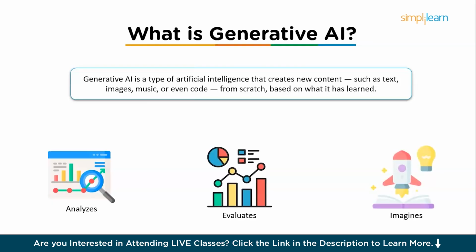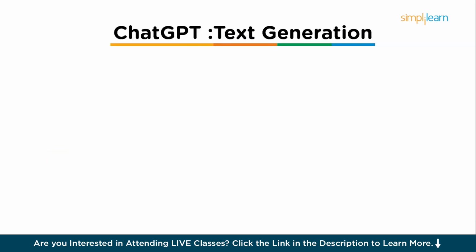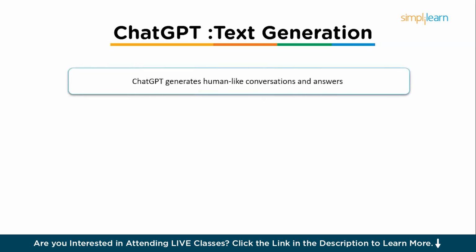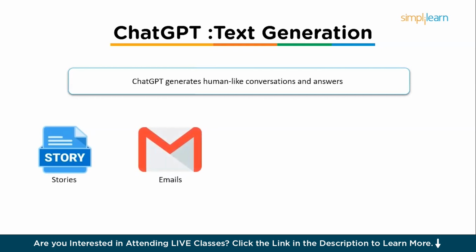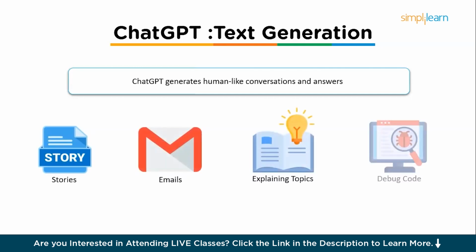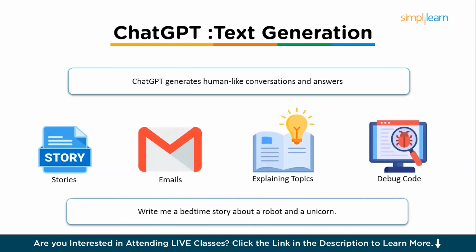So let's break it down with simple real world examples. The first one is ChatGPT, that is text generation. So what does it do? ChatGPT, like the one you are talking to right now, generates human-like conversations and answers. You can ask it to write stories, emails, explain difficult topics, or even debug code. For example, you say, write me a bedtime story about a robot and a unicorn. ChatGPT creates an entire story for you on the spot.